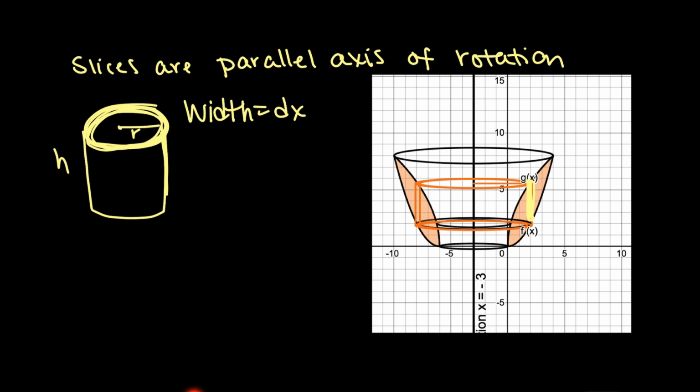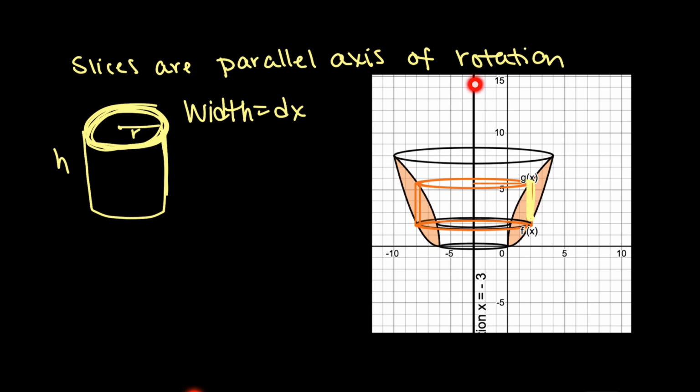In the previous video, we learned that if we slice our solid perpendicular to our axis of rotation, our cross sections are going to be discs or washers, so circles, or maybe circles with holes in them. Well, it turns out we can actually compute the volume by slicing our object parallel to our axis of rotation.